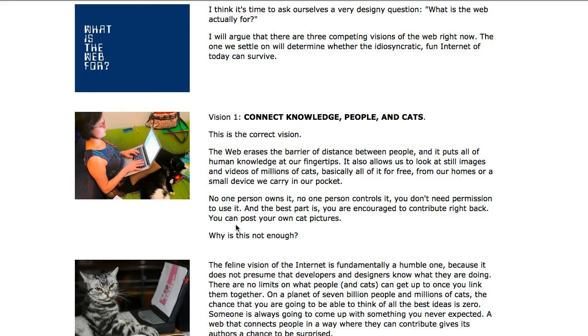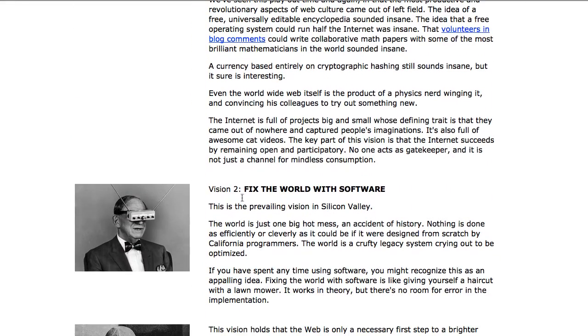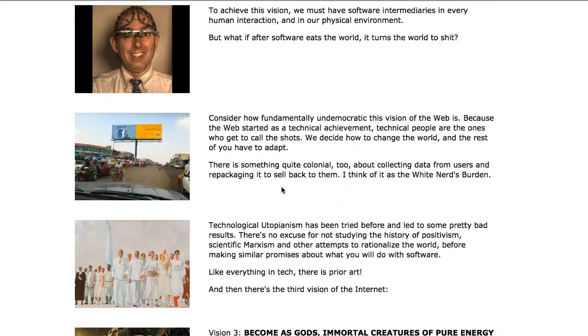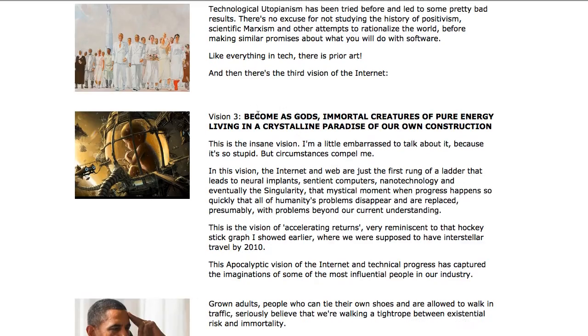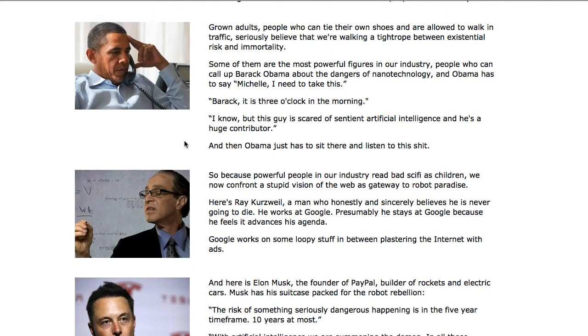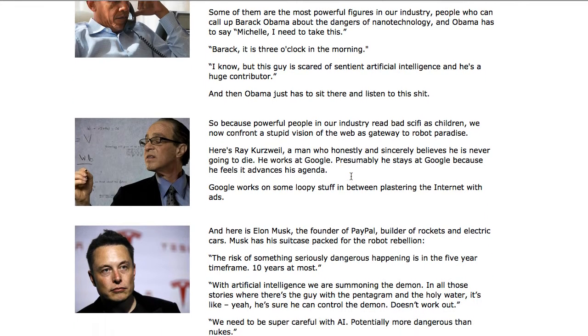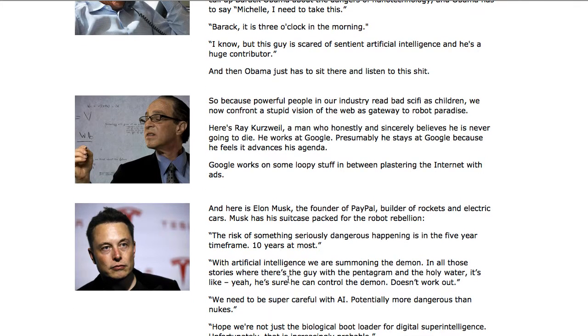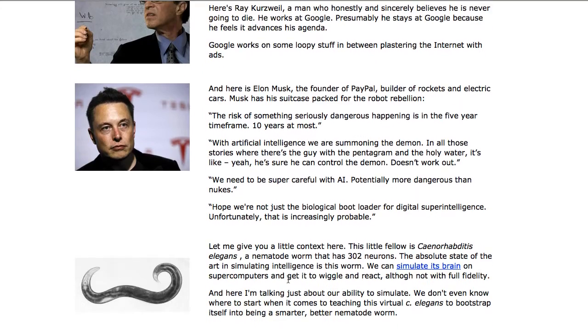To connect knowledge, people, and of course pictures of cats. And then the second one is to fix the world with software, which he of course ridicules. And the third one is basically kind of quotes and perhaps misquotes from some of Raymond Kurzweil's talks about how the world will change. And of course, he dismisses this one completely and complains that world leaders are forced to listen to nut jobs who are very powerful, like Raymond Kurzweil and Elon Musk, talking about how different the world will be in 100 years.